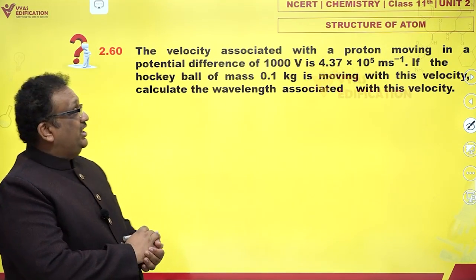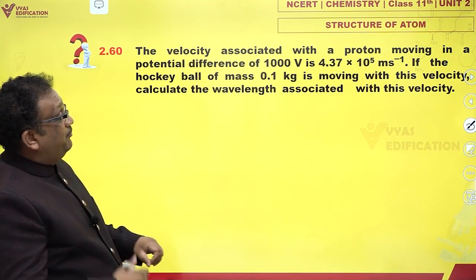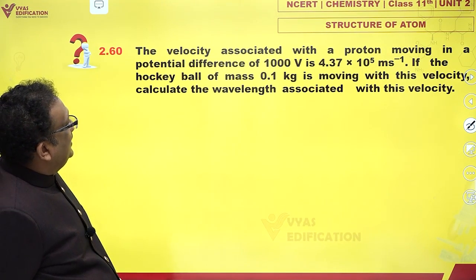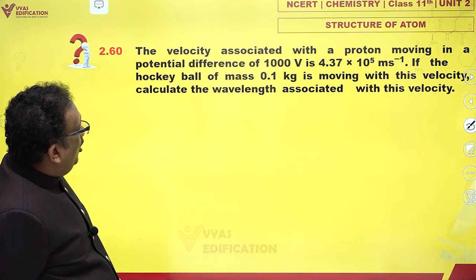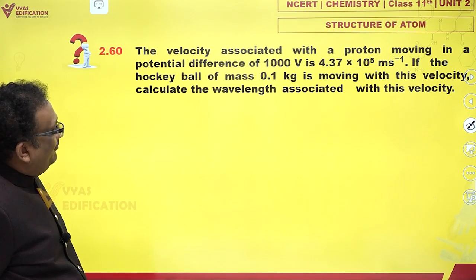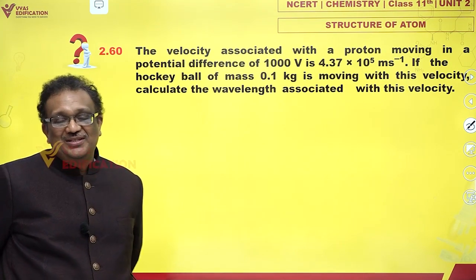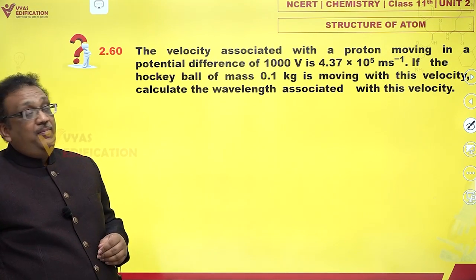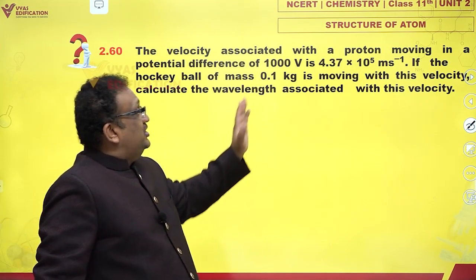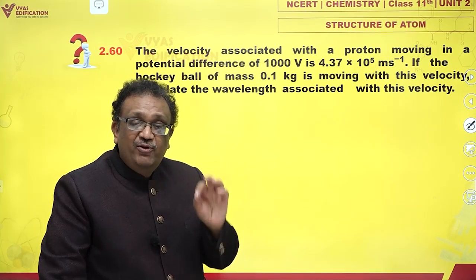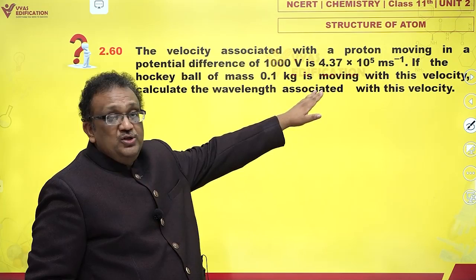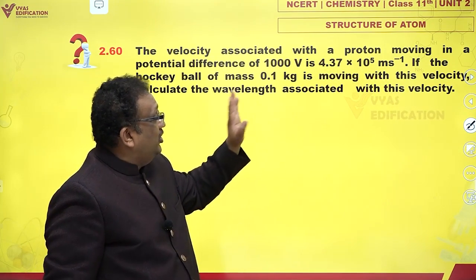The velocity associated with the proton moving in a potential difference of 1000 volts is so much. If the hockey ball of mass 0.1 kg is moving with this velocity, calculate the wavelength associated with this velocity. Observe that this question has a lot of drama. You are given proton, unnecessarily you are given this potential difference of 1000 volt, which is just given to confuse you. It has no relation. I am just given the velocity of proton is so much, and same is the velocity of hockey ball.